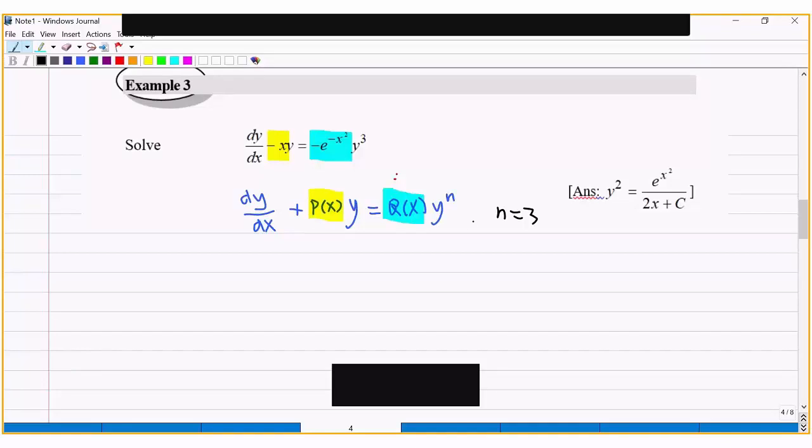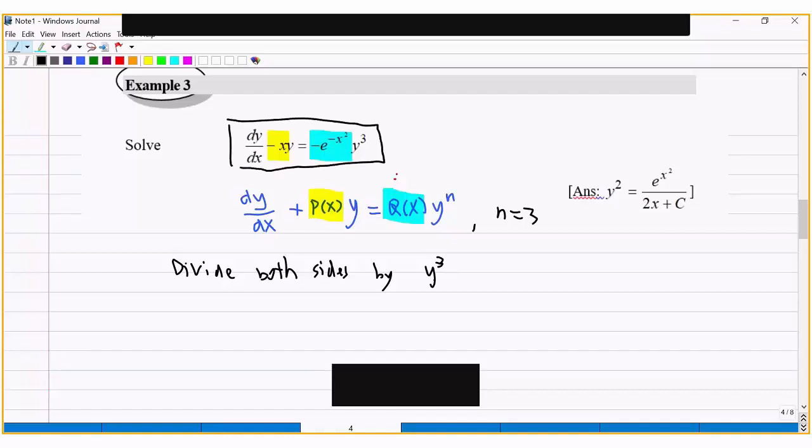So what you do is divide both sides by y to the power 3. Using the standard equation as a reference, you get y to the power minus 3 dy/dx minus x, and 1 times y divided by y to the power 3 gives y to the power minus 2. The other side, after dividing both sides by y cubed, gives minus e to the power minus x squared. You get this equation.